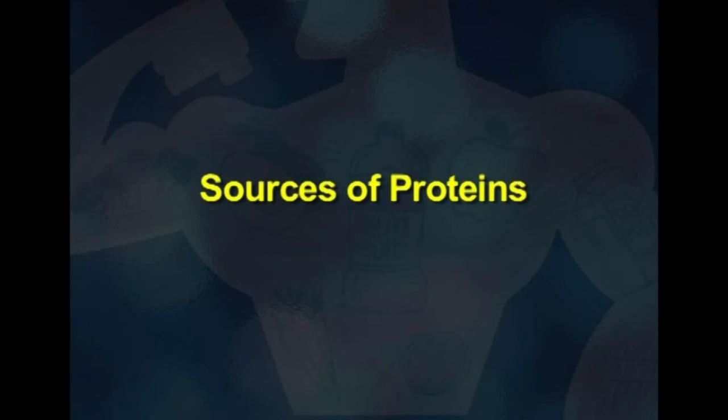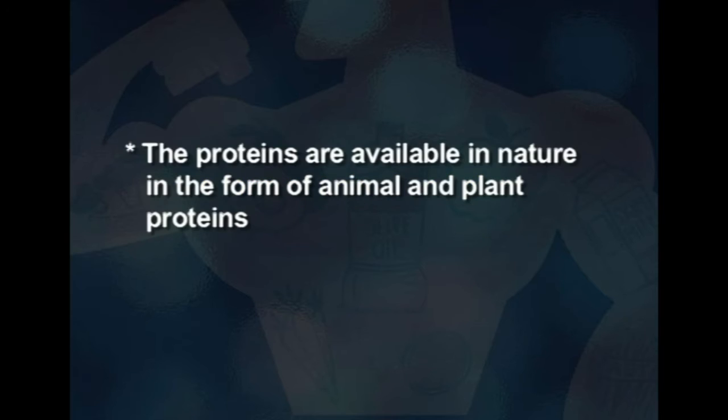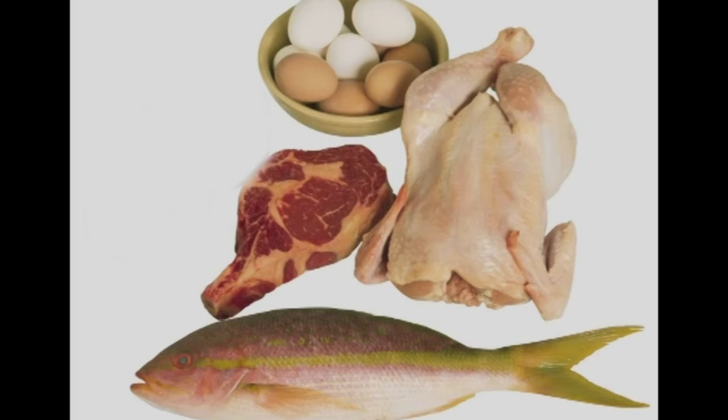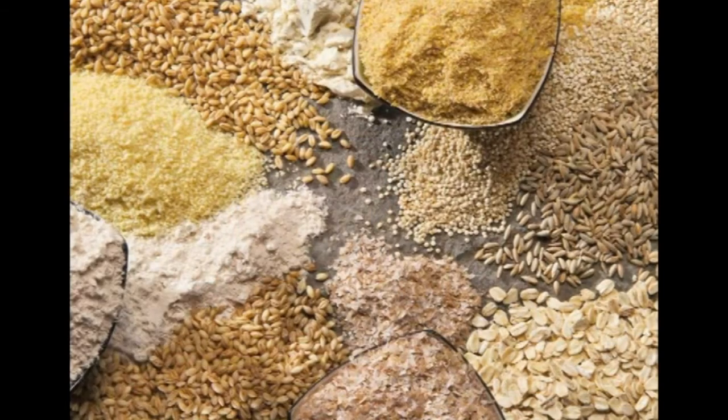So this utilization of protein aids in the loss of muscle, weakens the body, and also it retards growth and development. So if we look at the sources of proteins, the proteins are available in nature in the form of animals and plants. Animal proteins include milk, meat, egg, fish, all which are found in nature and are all protein sources. And plant sources include pulses, cereals, beans and nuts.